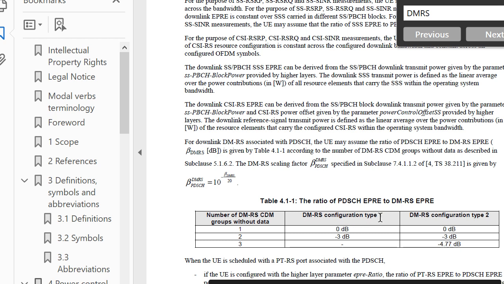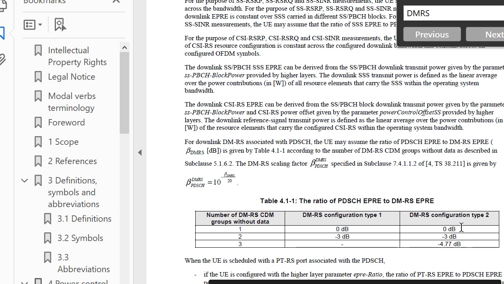Can you see config type 1? Only alternate REs are there. So for CDM group 1 and 2, you will have a 3 dB gain, in case of without data equal to 2. But without data 3 comes only for config type 2. So that's why there is one more row, and for that you will see a gain of minus 4.77 dB.